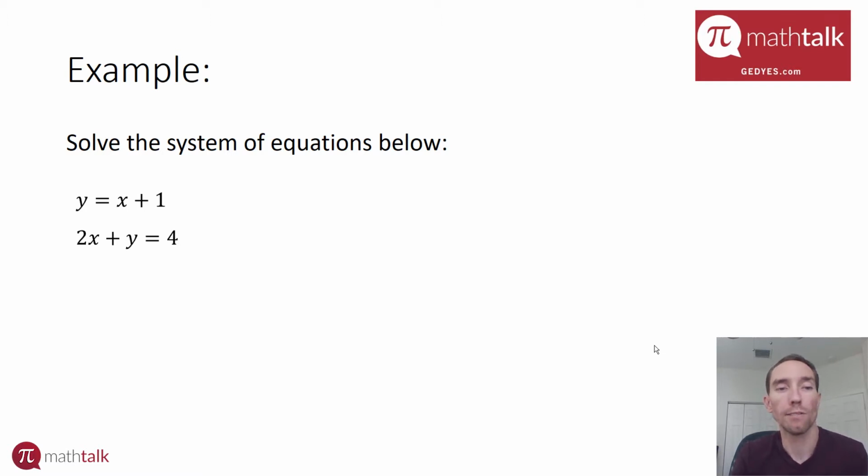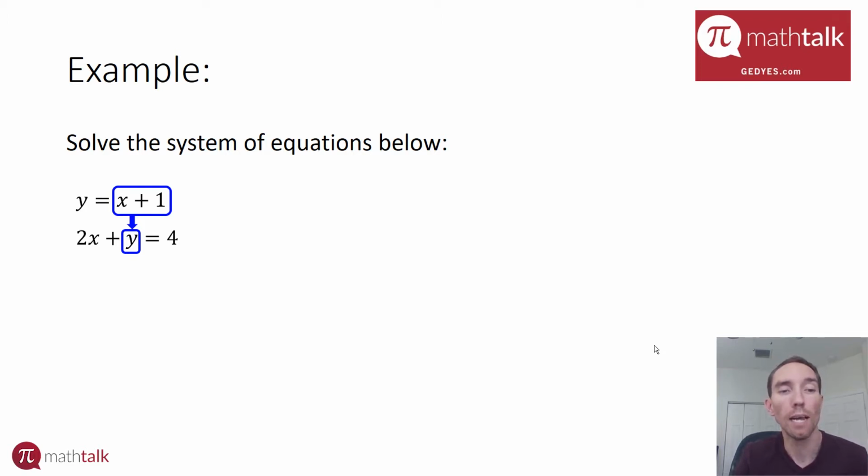We have an example that asks you to solve the system of equations below. And I see we have y equals x plus 1 and 2x plus y equals 4. So I know I'm going to use substitution right away because I have one of my equations that says y equals some other quantity. And whenever I see a variable equals some quantity, I know that I can take that quantity and replace it with, or substitute it in for, the variable in the other equation.